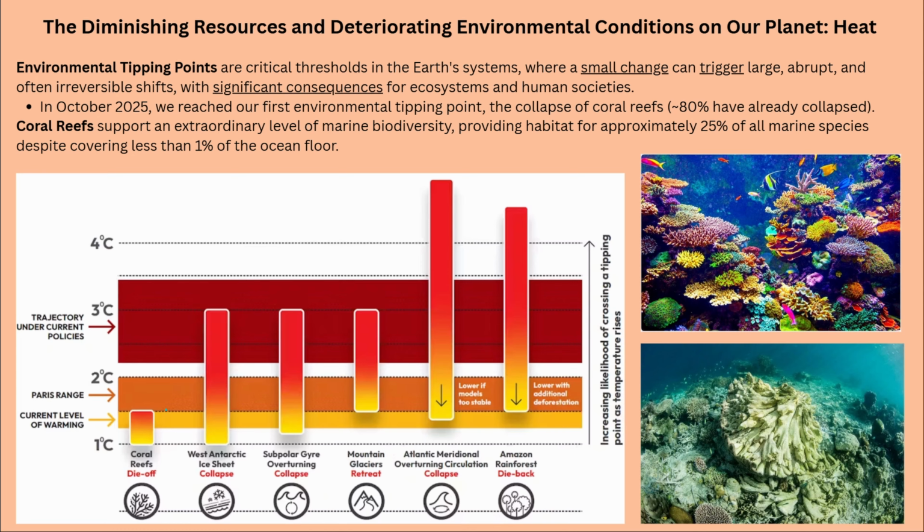And you can think of coral reefs as the tropical jungle of the oceans, where coral reefs support an extraordinary level of marine biodiversity, providing habitat for nearly 25% of all marine species, despite covering less than 1% of the ocean floor. In this image here, we can see what coral reefs are meant to look like. There's diversity across all reefs, but some similarities: very diverse, a bunch of different colors, a lot of different fish, a lot of different types of species that live here.